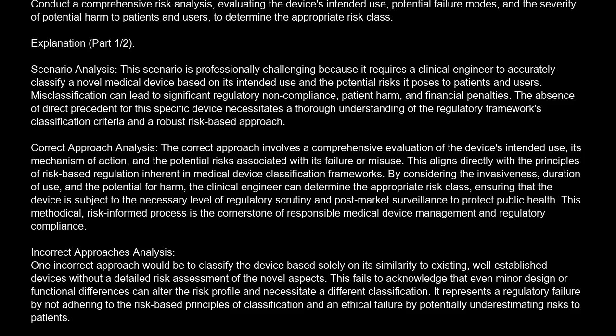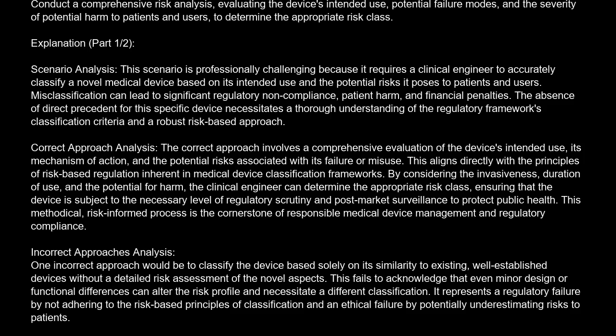Explanation. Scenario analysis. This scenario is professionally challenging because it requires a clinical engineer to accurately classify a novel medical device based on its intended use and the potential risks it poses to patients and users. Misclassification can lead to significant regulatory noncompliance, patient harm, and financial penalties. The absence of direct precedent for this specific device necessitates a thorough understanding of the regulatory framework's classification criteria and a robust risk-based approach.